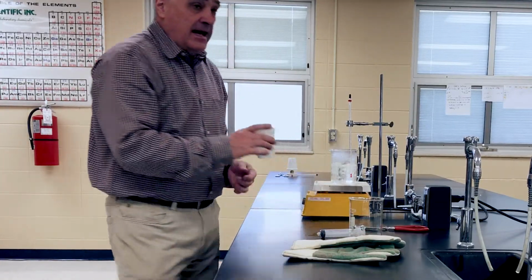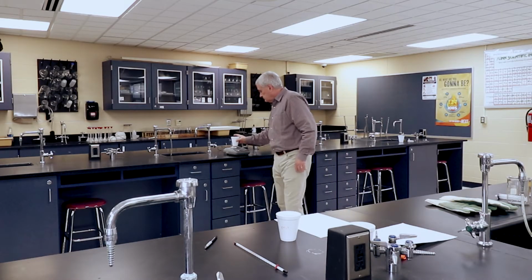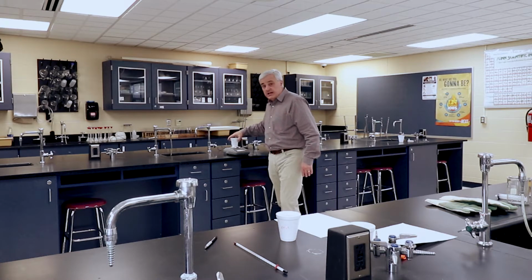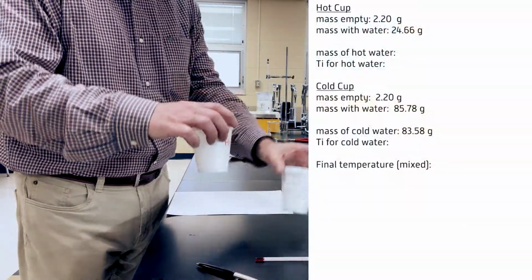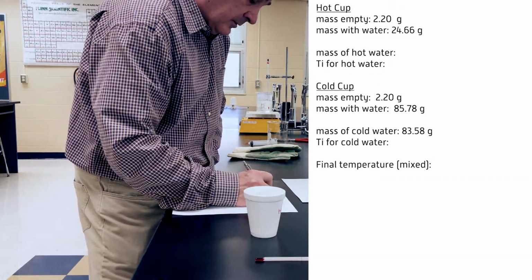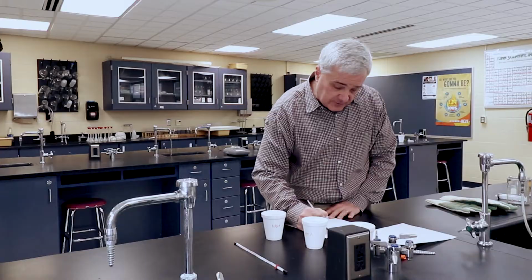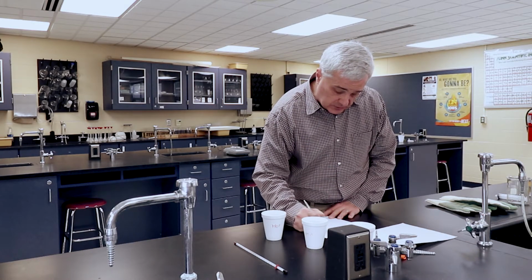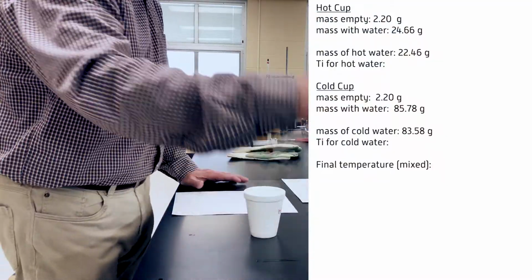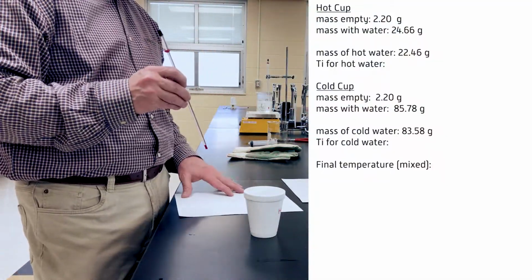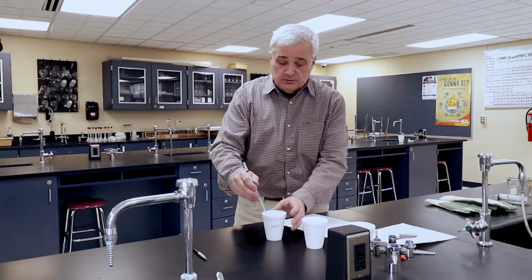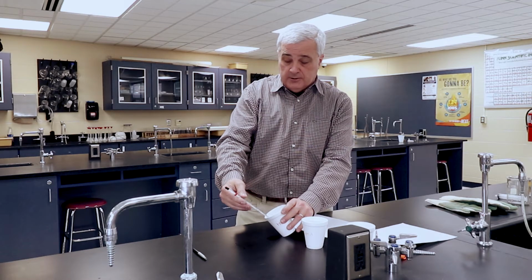I'm going to take the mass again. 24.66. All right, so the mass of the hot water cup is 24.66. Subtracting gives me a mass of the water of 22.46. That's the mass of the water. I'm going to take the initial temperature of the water. I'm not going to tell you what the initial temperature is in this procedures part. I will tell you the initial temperature in the results, which will follow.